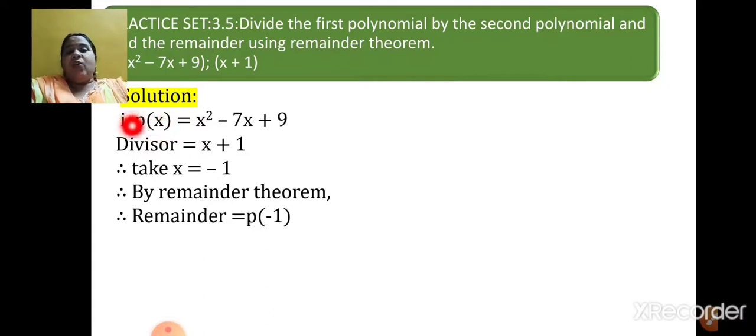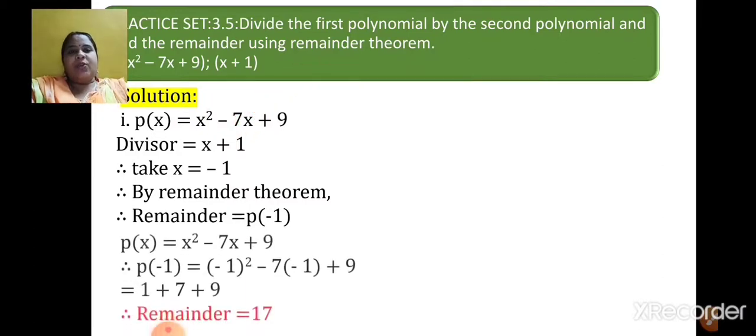Now you have learned what is value of polynomial. For x is equal to minus 1, whatever answer you get here, that is the remainder. See how value of polynomial is connected to remainder theorem. First step, whatever is the given question, you write it as p of x, p of y, p of m, whatever is given. Look at the divisor, it is x plus 1. Exactly the opposite sign you need to take. If it is x minus 1, you will take x as plus 1. Since it is x plus 1, I will take x as minus 1. Substitute it here. Whatever value I get, that is nothing but the remainder.